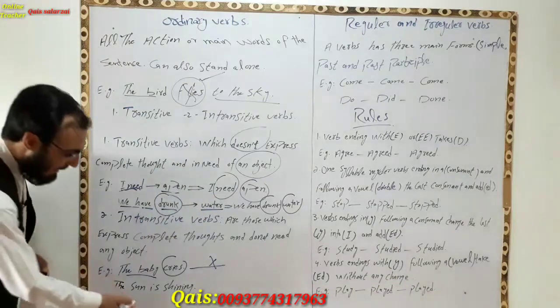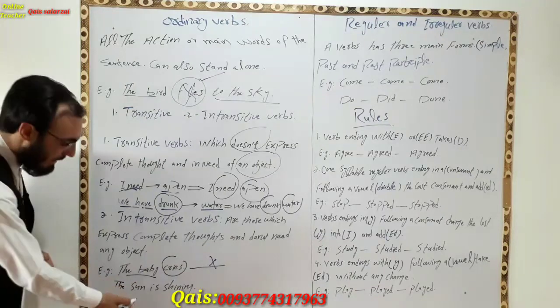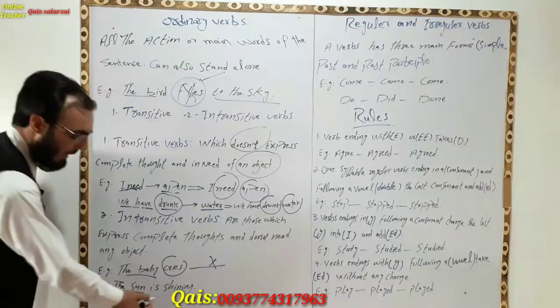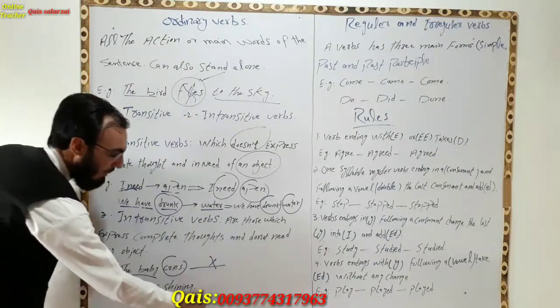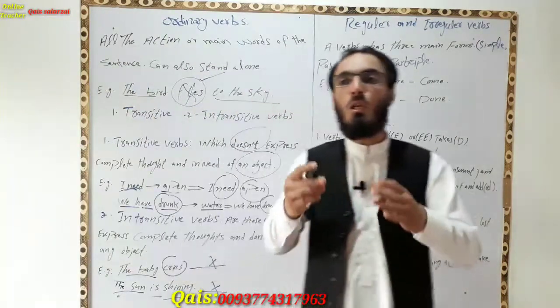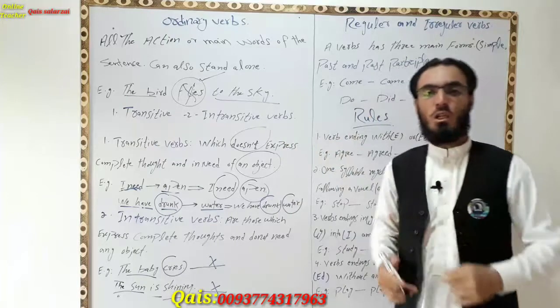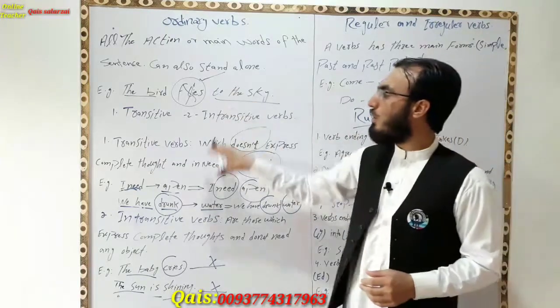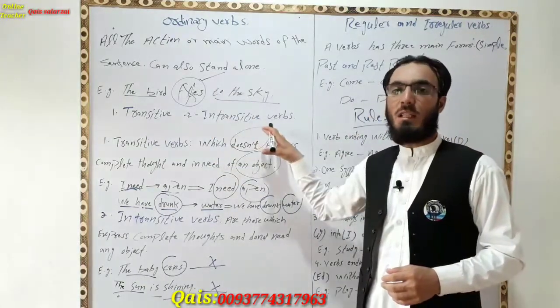The second is "the sun is shining." Have a look at this example. The sun is the subject, is is a to be verb, and shining is the verb. Here you can see no object. The meaning is clear with us. We know what is shining. The sun is shining. This is what we have brought to you about the transitive and intransitive verb.